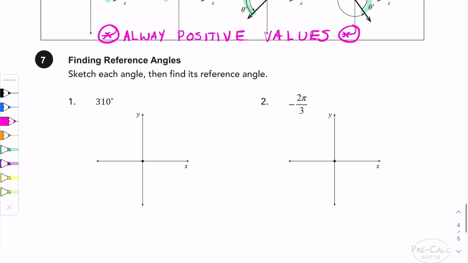Okay, number 1, finding the reference angle. So we need to first sketch 310 degrees. I know that 310 degrees is a positive angle, so I'm moving counterclockwise. I also know that 310 is 50 degrees shy of 360, so my angle is in this location. So if you're in the fourth quadrant, the reference angle always returns back to the positive x-axis. If we're graphing 310, that means that our reference angle is 50 degrees shy of 360, and 50 degrees is your reference angle.